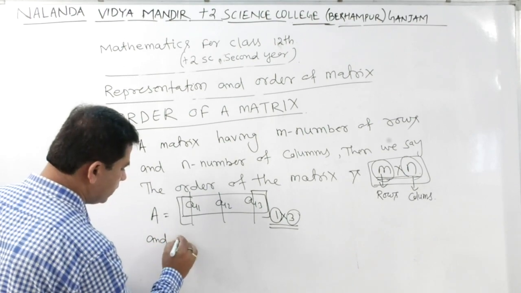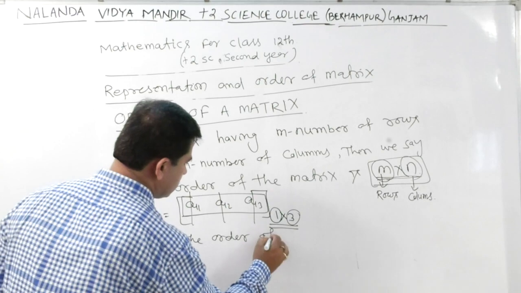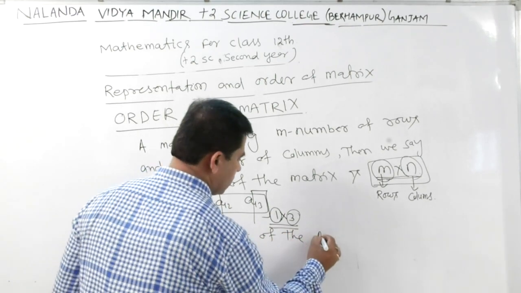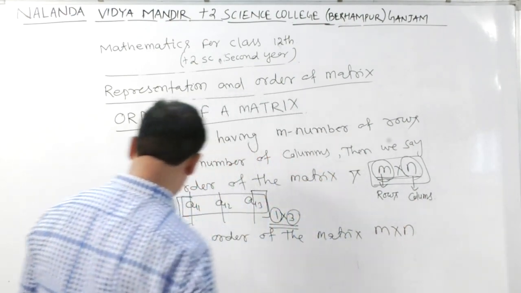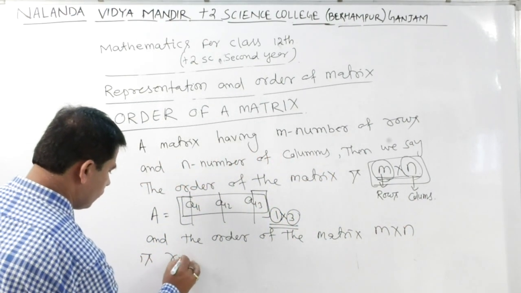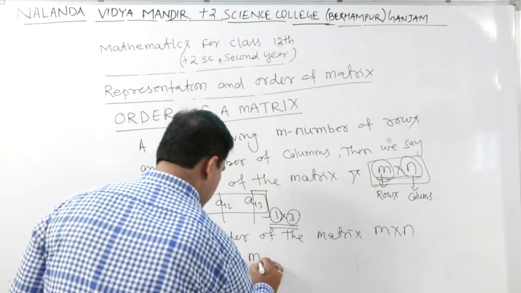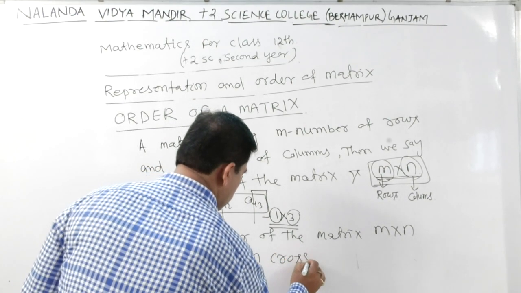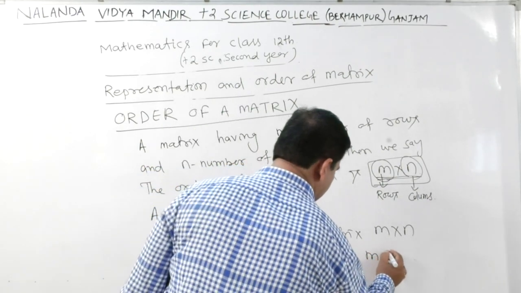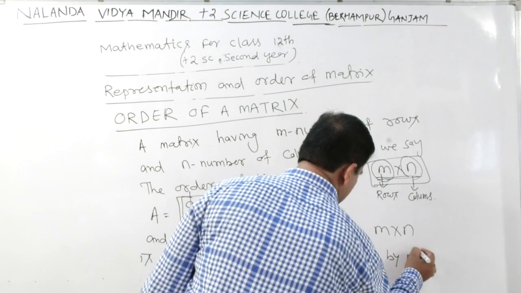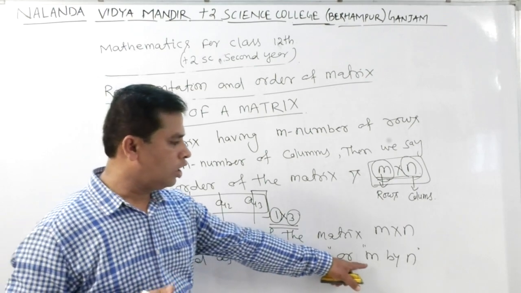And the order of a matrix m cross n is read as m cross n or m by n. Order of a matrix means m cross n or m by n.